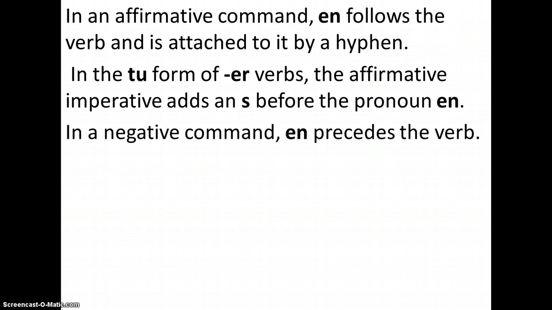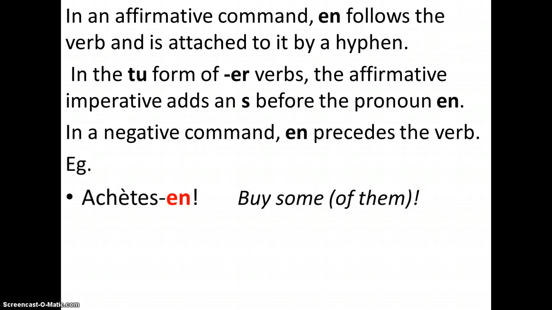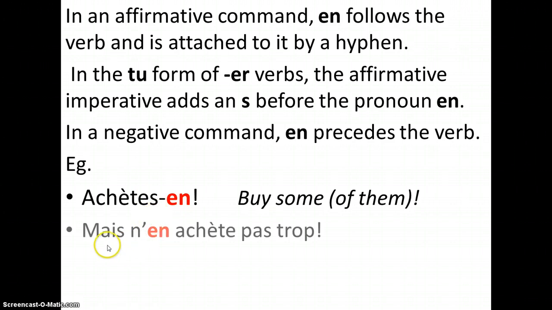for the sound. In the negative command, the en precedes the verb. So for example here, achète-en, buy some. You notice you have the s there, so it helps you with the sound. You're going to say achète-en. If you don't put the s, it becomes very difficult to pronounce. That's why we have to put the s there. And then, mais n'en achète pas trop. You notice this is a negative command. The en comes right before the verb.